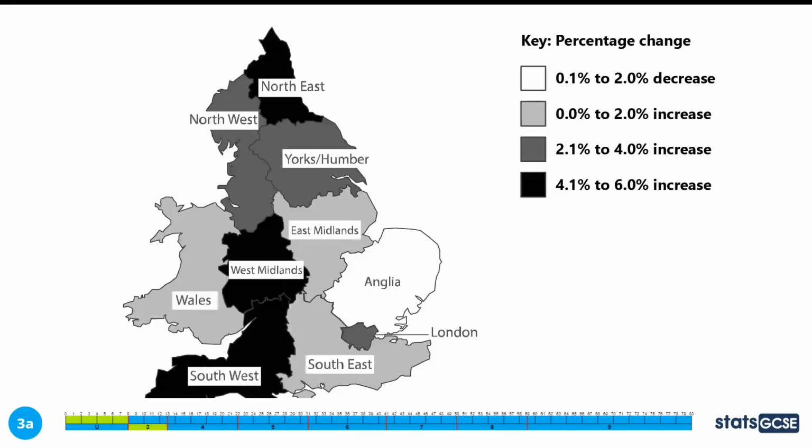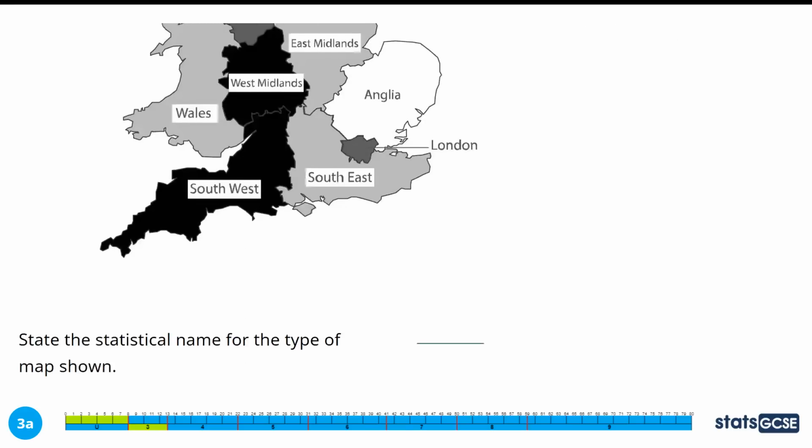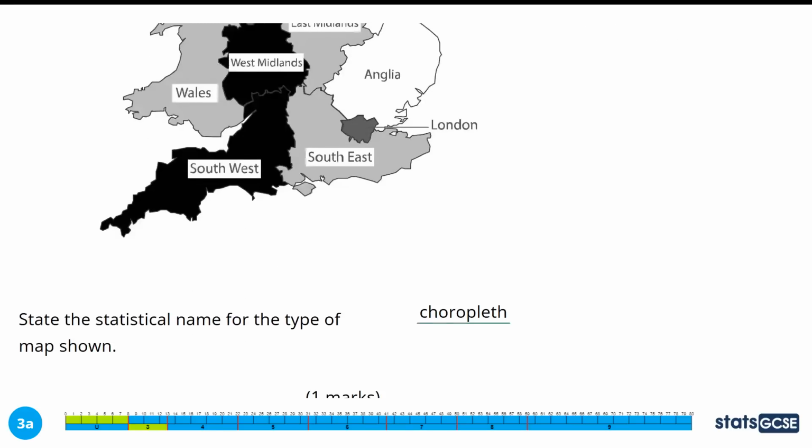A map that uses colour to show information is called a Choropleth.